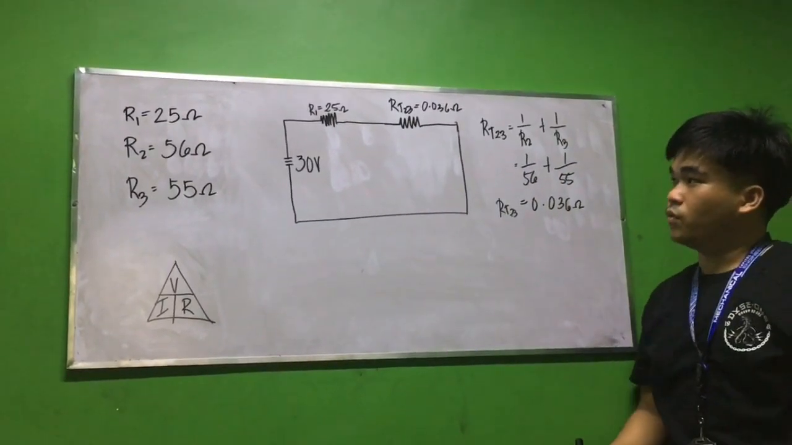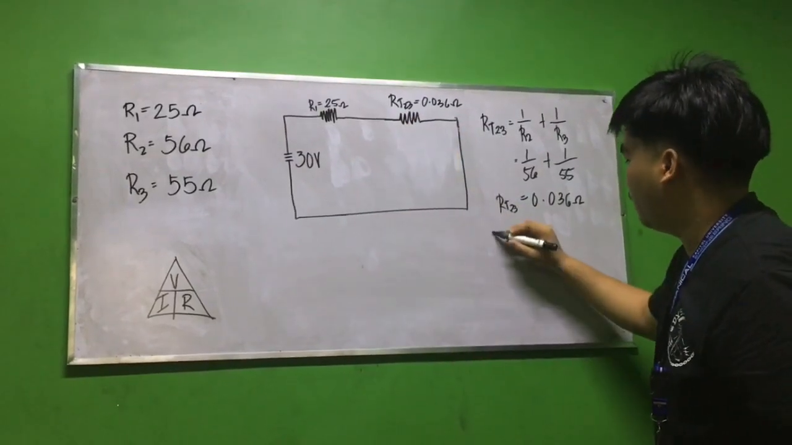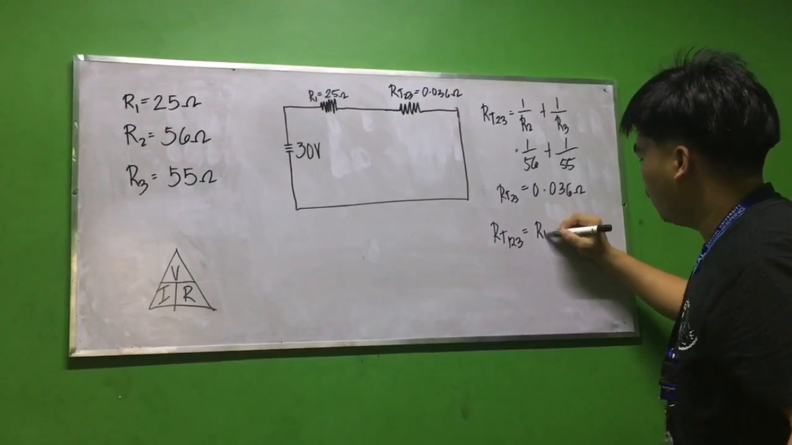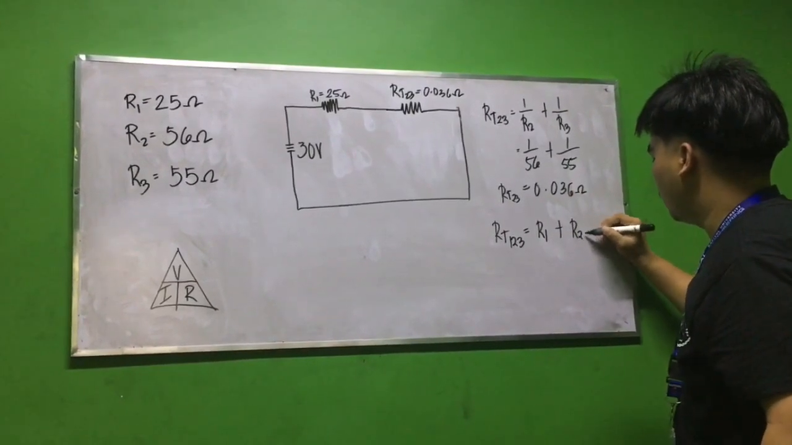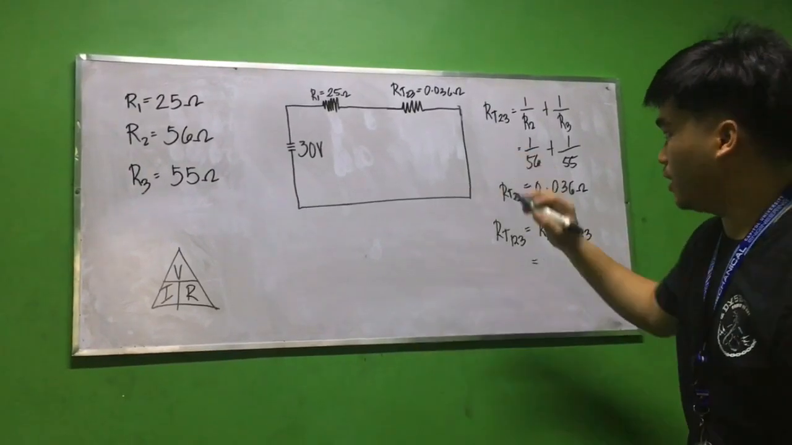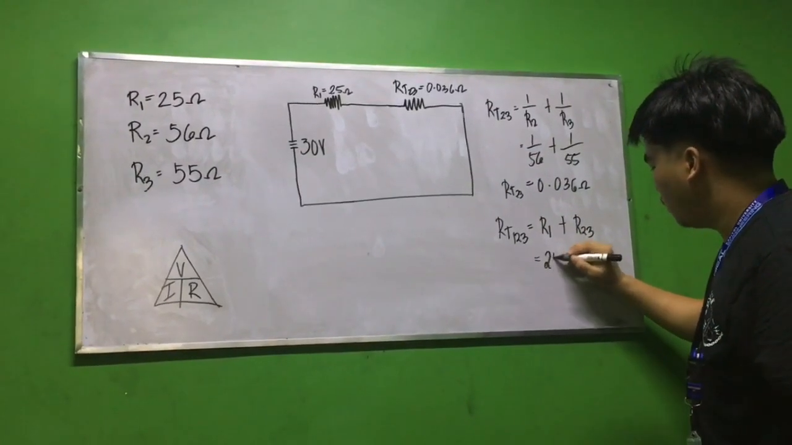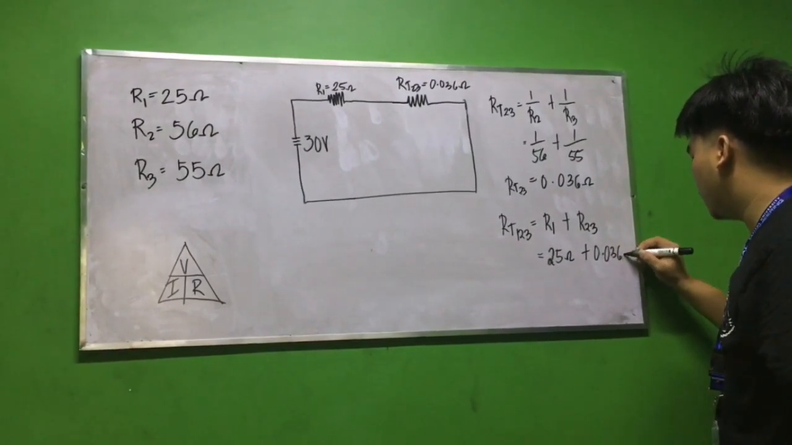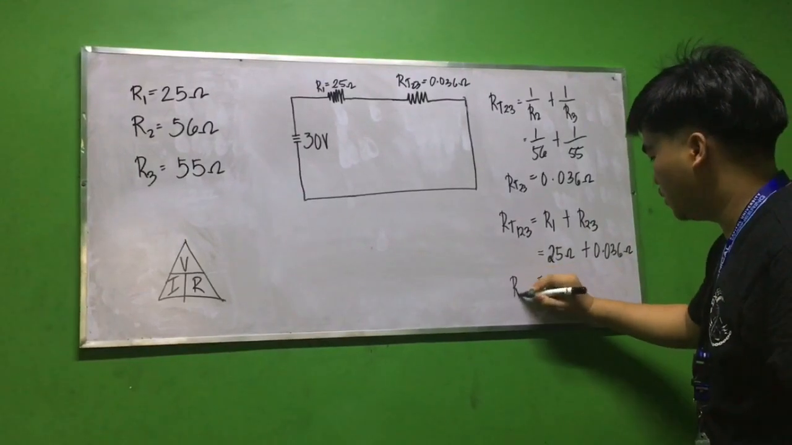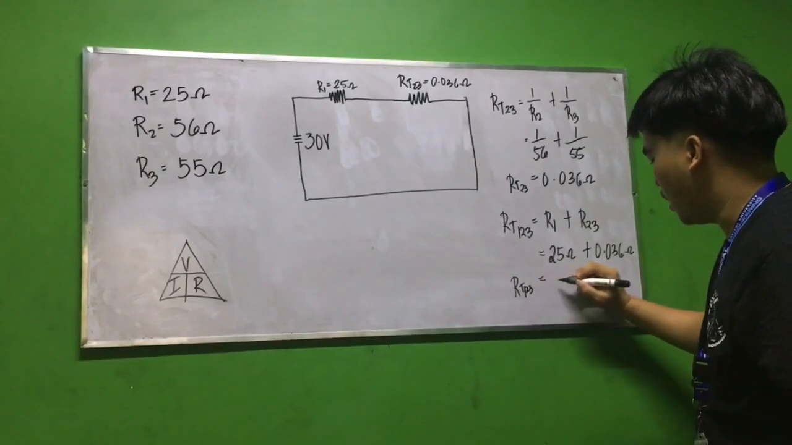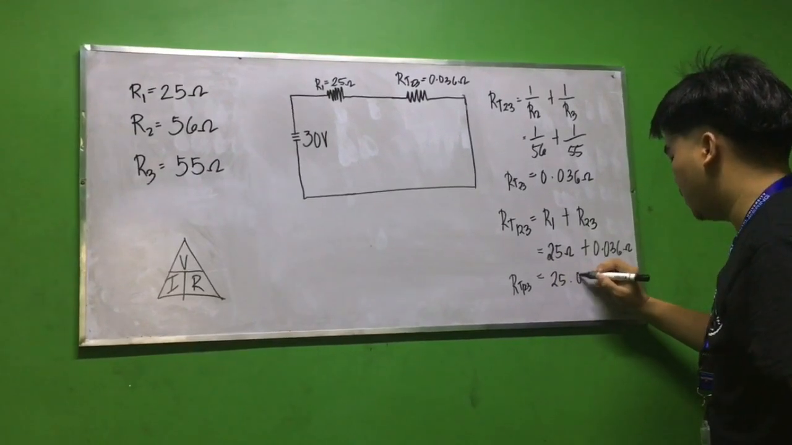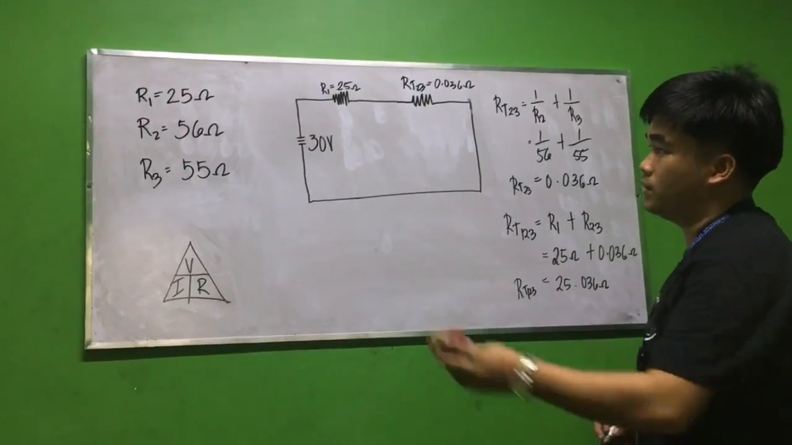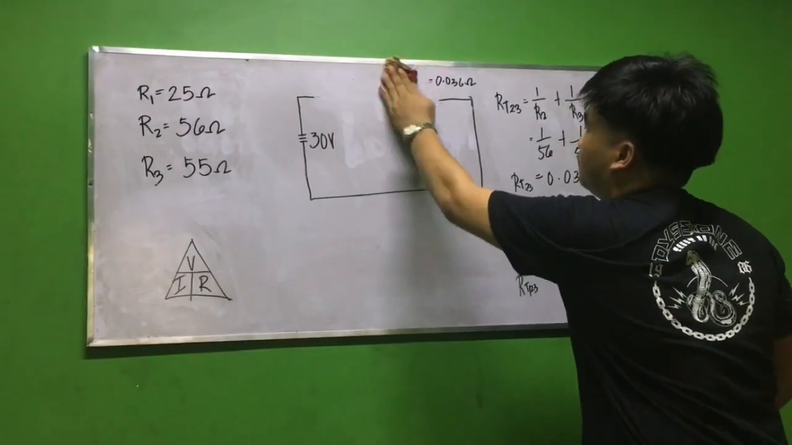Next we have to calculate the series circuit. We have the formula: RT123 equals R1 plus R23. So substitute the given: 25 ohms plus 0.036 ohms. So the total resistance of 1, 2, 3 is 25.036 ohms. So now we change this diagram.